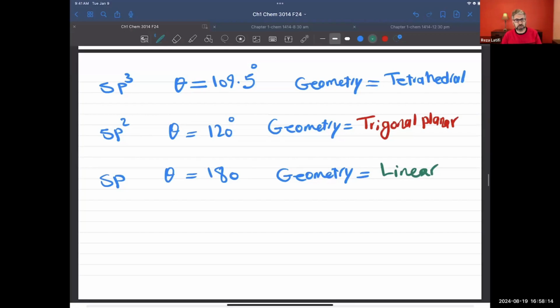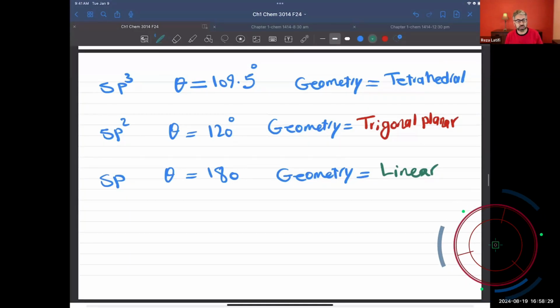Okay, so I'm going to pause here. In the next lecture, I will try to go more in depth on hybridization, and I'm going to show you some methods to find the hybridization of any atom in technically any molecule.